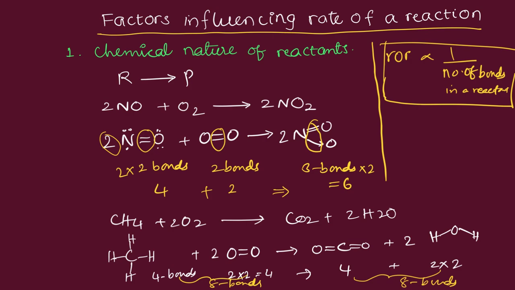Sometimes the rate of reaction depends on the product also. Now, is the rate of reaction directly proportional or inversely proportional to the product's number of bonds? We'll check now. Example here, I will take CH3OH. This converts into CH3O minus plus H plus.